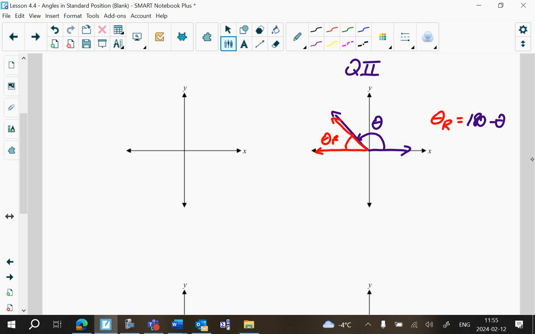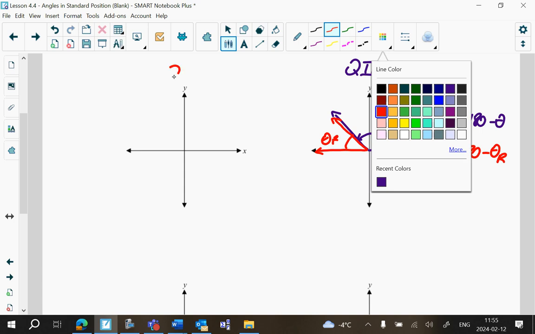If we want to find the actual angle, we do 180 minus the reference angle. So if I told you that this was 20, 160, because you subtracted from 180. Okay? So you get that idea. Now let's look at quadrant 1.